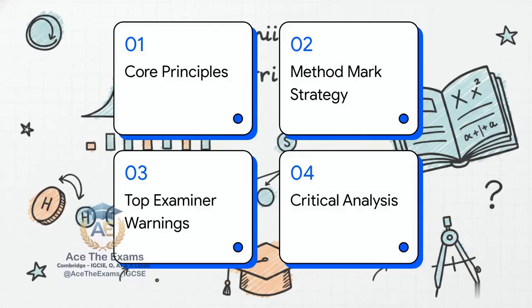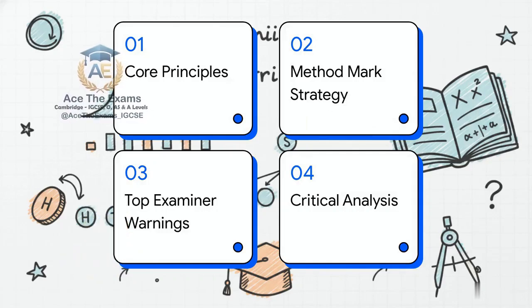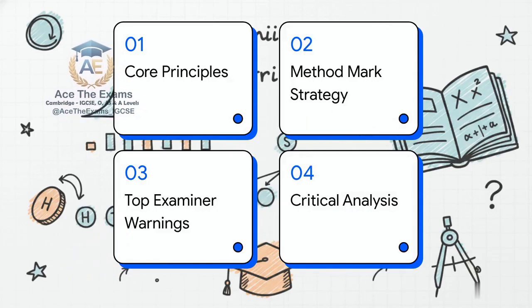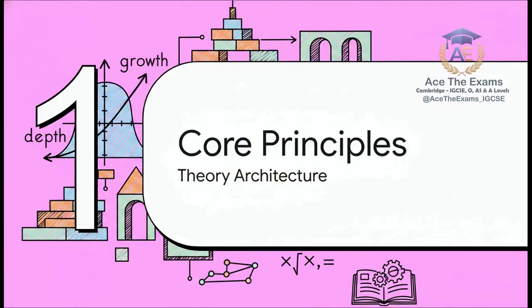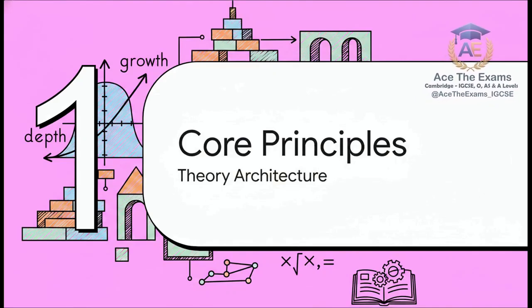Here is our master schematic for today. First, we're unlocking core principles. Second, we'll map out the method mark strategy. Third, we'll go over the top examiner warnings. And fourth, we're mastering critical analysis. Let's start with phase 1, unlocking core principles, or what I like to call the theoretical architecture.